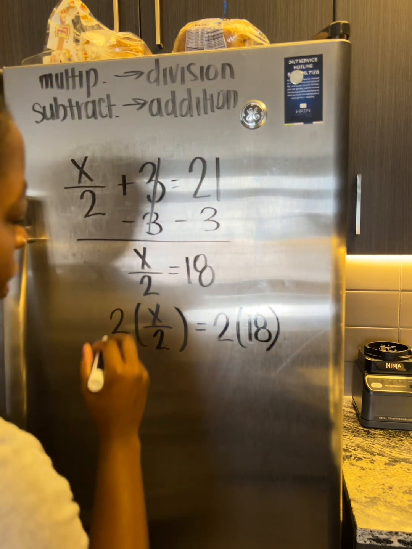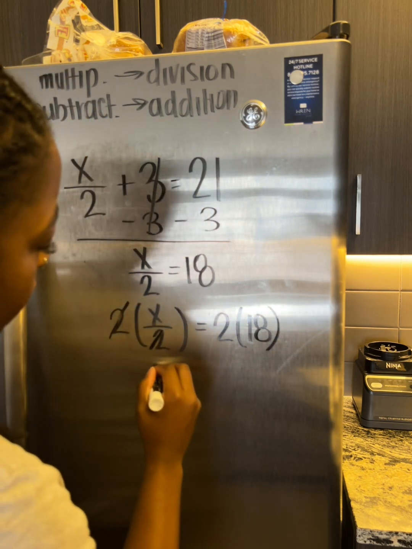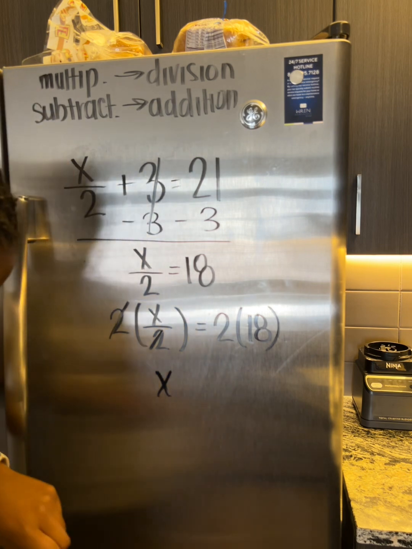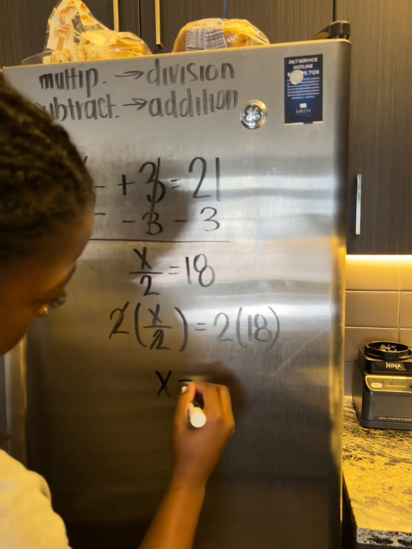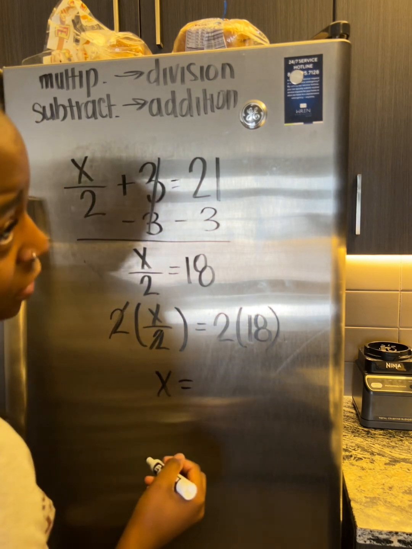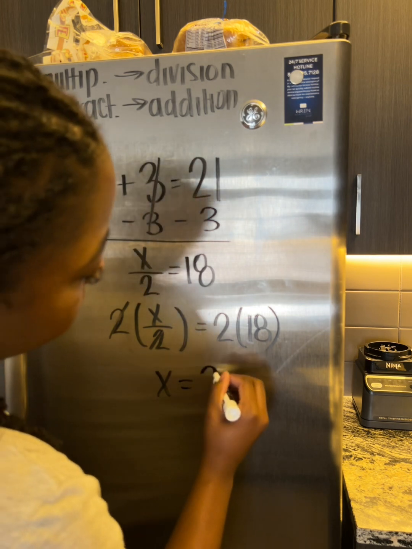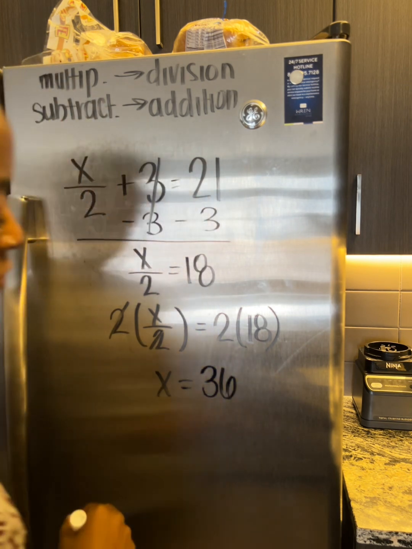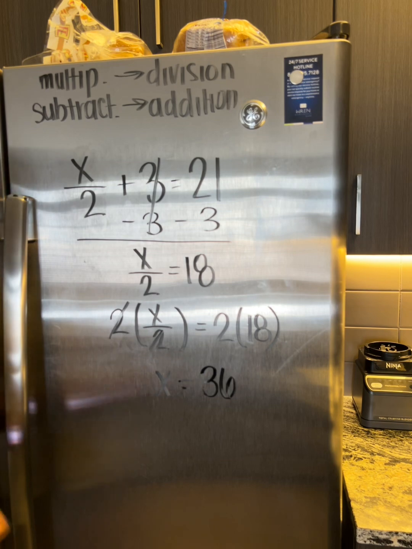All right. This cancels out. I bring down my x. Y'all see all the way down there? Yeah. And then 2 times 18, what's that? 36. X equals 36.